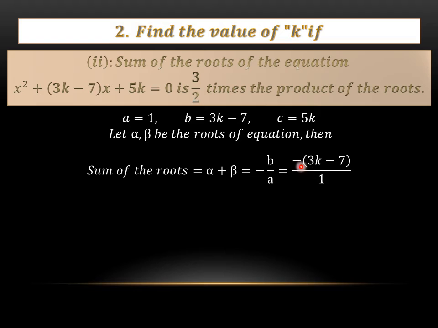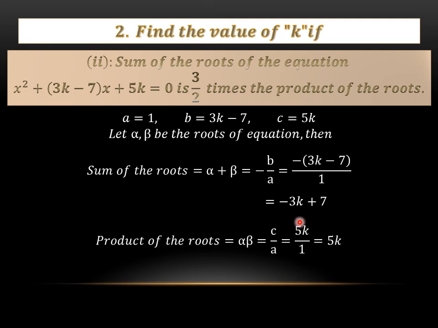Now here we will solve the bracket because we need that value to be put in the next equation as well. So after solving, 3k will become minus 3k and minus 7 will become plus 7, as there was minus sign outside the bracket. 1 in the denominator does not matter, we don't write it. Coming to the product of the root, that is alpha beta, the formula is c over a. C is 5k, a is 1, so 5k over 1, the answer will be 5k.